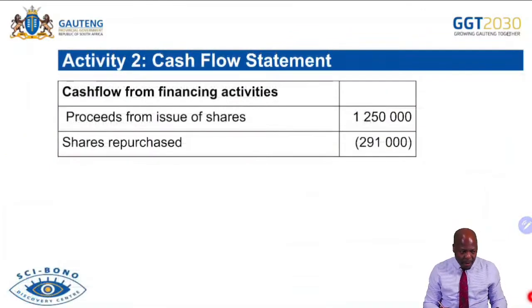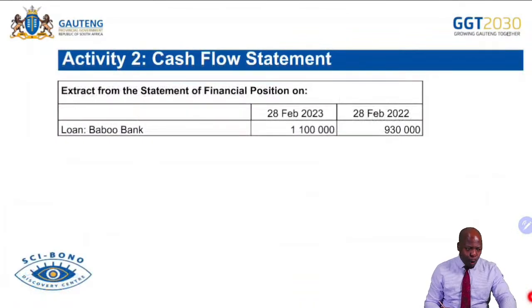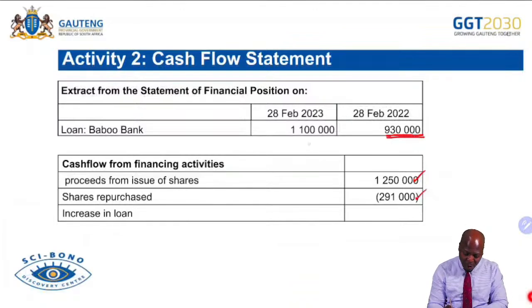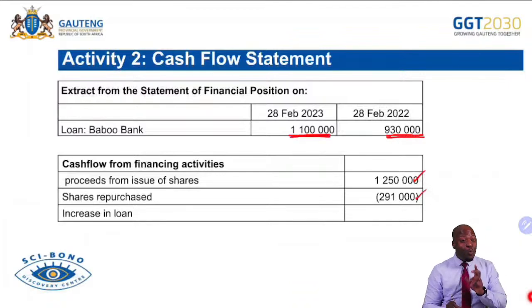The last aspect is now going to be on the loan. Okay, so remember we have these ones already. Now, when we look at our loan, at the beginning of the year, our loan was 930,000. But the loan is now increased. You're right. How much is it now? 1,100,000.